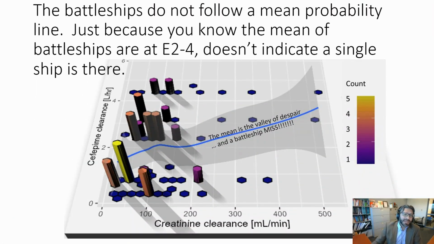But what you'll see here is that there is no linear line. Clinicians are using the x-axis, a patient's creatinine clearance, to try to predict cefepime clearance. And there's no rhyme or reason here that really allows them to do that. So simply knowing a value does not allow you to sink that patient's battleship, or that is, in this case, guess that patient's cefepime clearance.